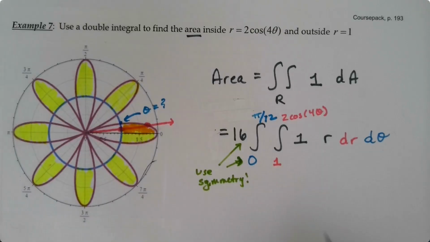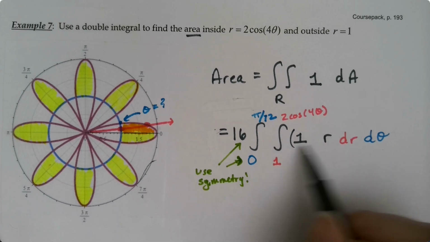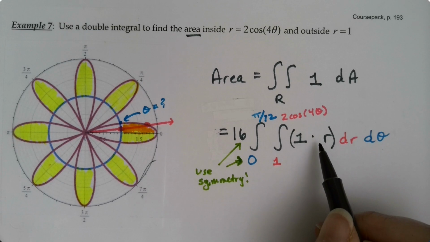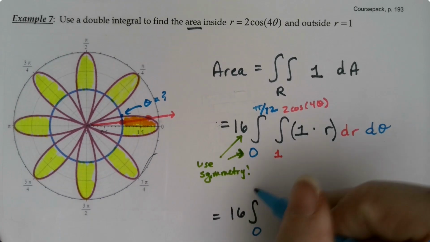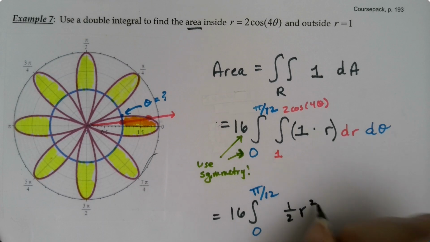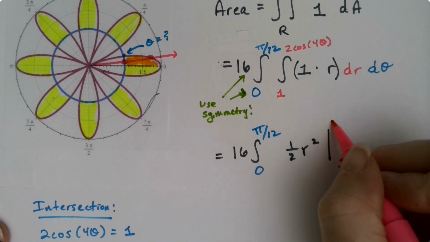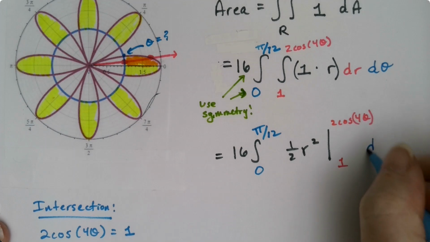All right, now again, theta is in here, so we cannot use our trick and all that stuff. We have to do this. So, and we have an r, right? Don't lose sight of the r right there. So the integral of r is 1/2 r squared. So this is going to be 16 integral from 0 to pi over 12, 1/2 r squared from 1 to 2 cosine of 4 theta d theta.